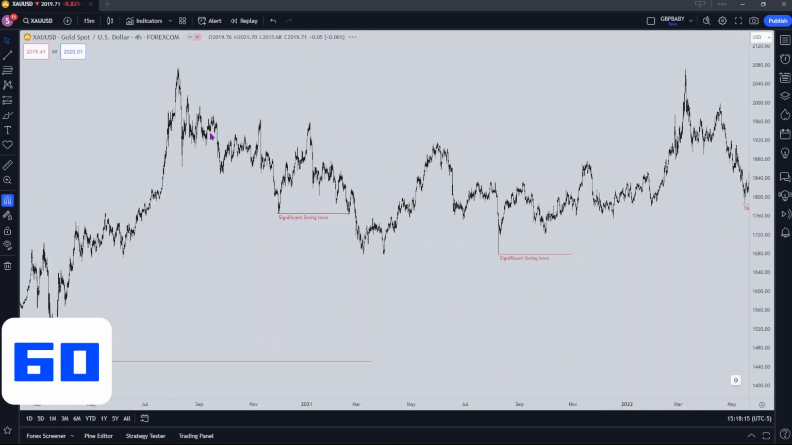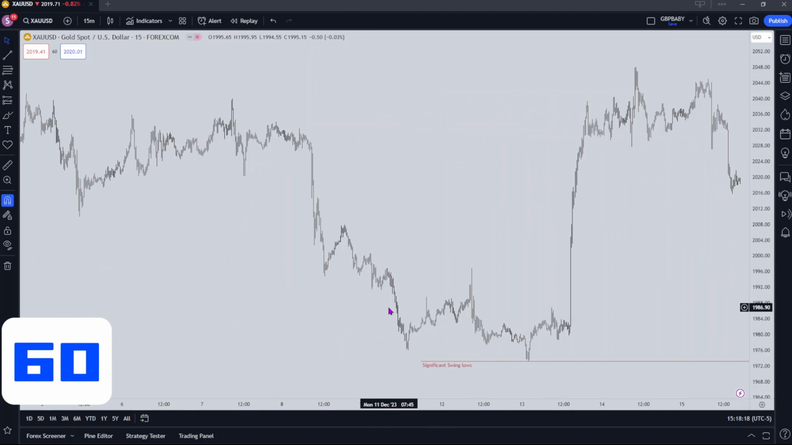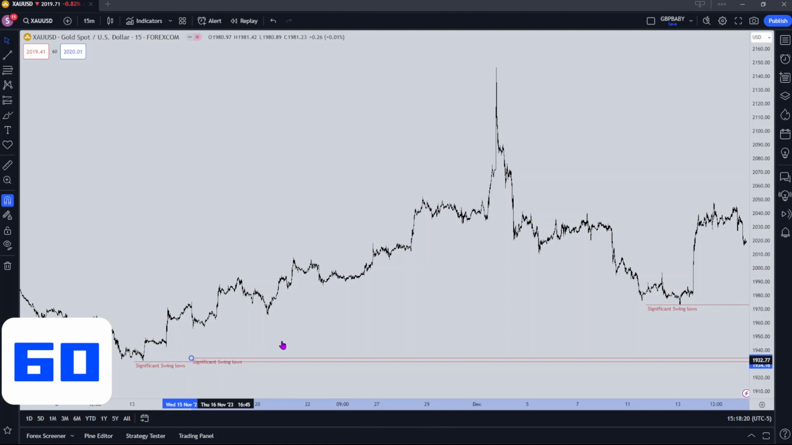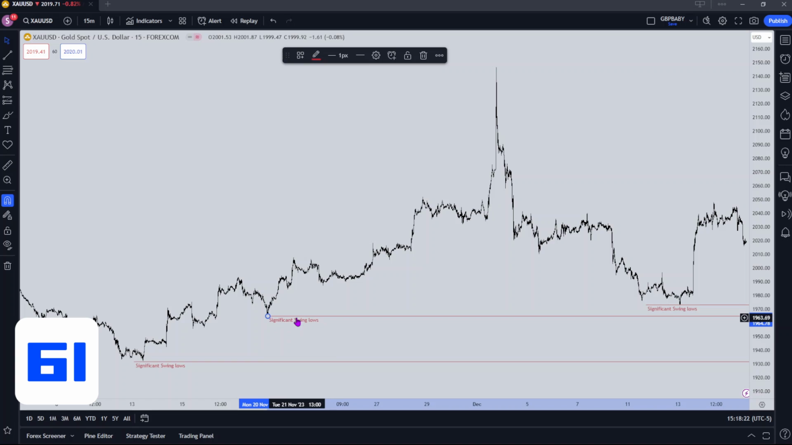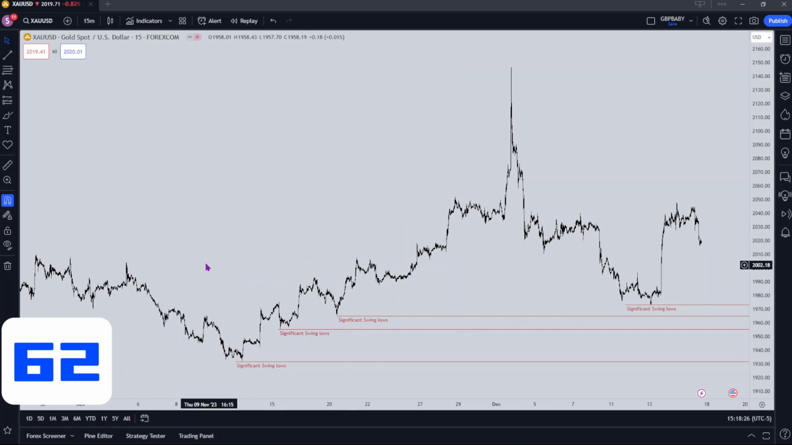And we can even drop down to the 15 minute, and that's where you find even more. Again, being able to identify these is important, because when you are on the lower time frames, you need to be able to know what you're looking for in terms of targets.